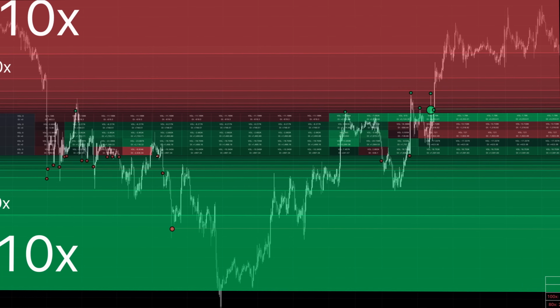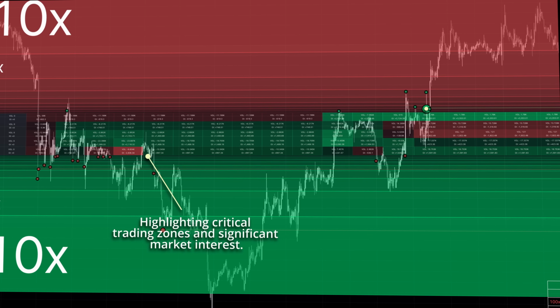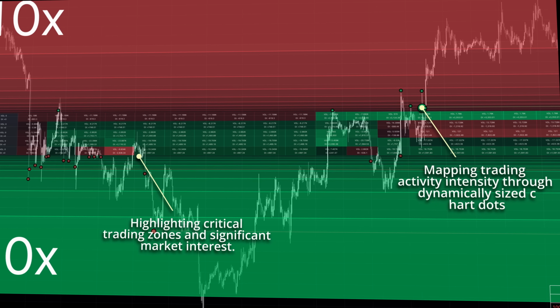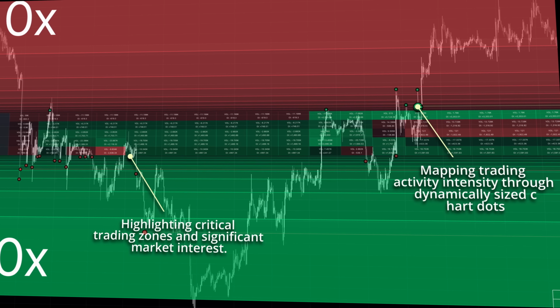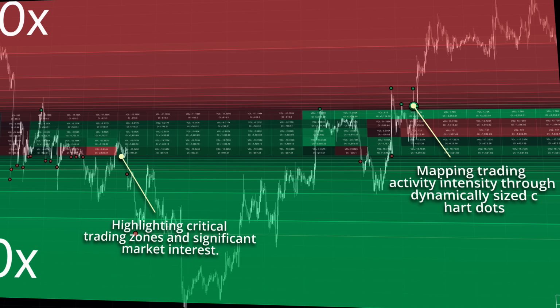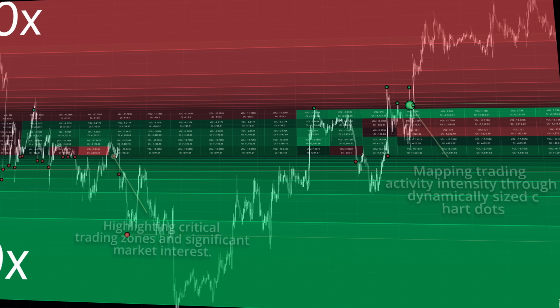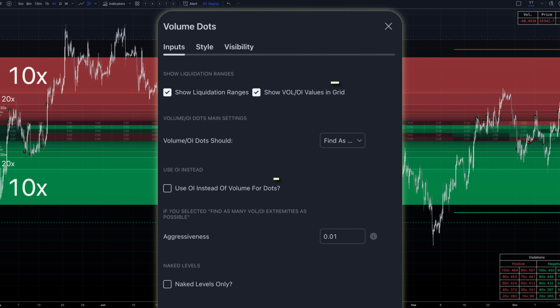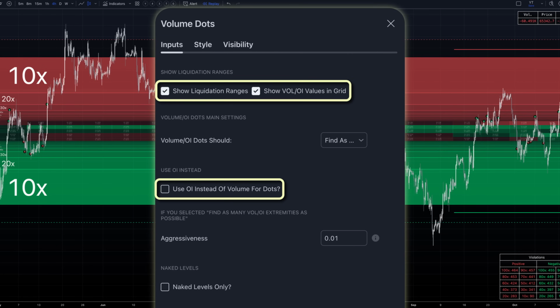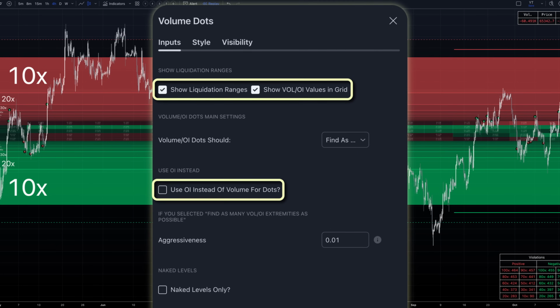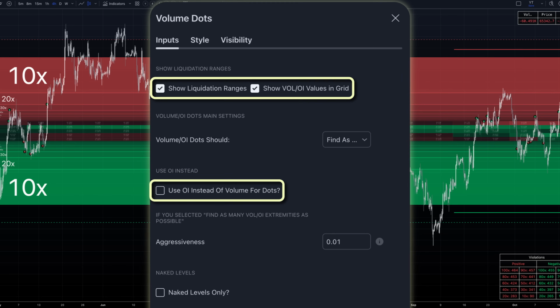The indicator creates volume and open interest dots on price charts, with dot sizes reflecting the abnormality of trading activity. These dots highlight significant volume changes in price areas where substantial trading interest exists. You can customize the visualization, choosing between volume or open interest metrics and adjusting detection sensitivity.